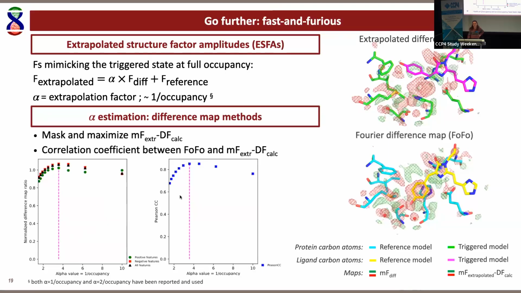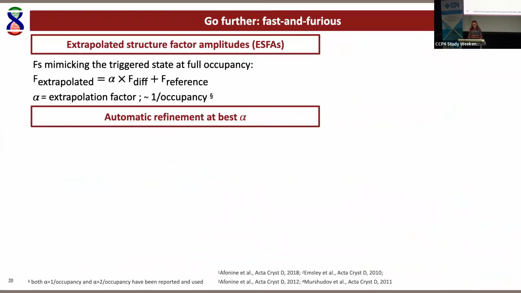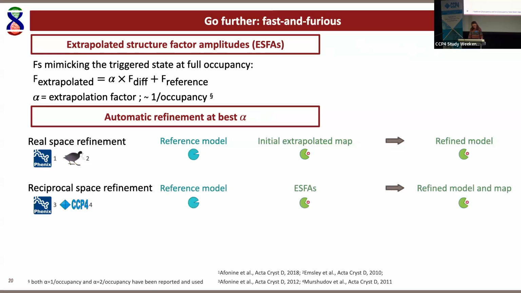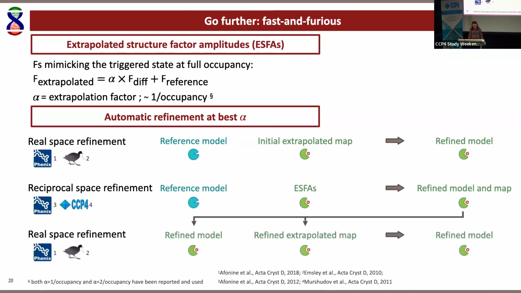So now that we have found our best alpha value, we know what would be our best set of extrapolated structure factor amplitudes, and we can do some refinement. So there is a bit of automatic refinement done within Xtrapolate. We first do some real space refinement using the reference model in our initial extrapolated map. We'll also do some reciprocal space refinement using our reference model in our extrapolated structure factor amplitudes, of which we can then use the results again in some real space refinement. And with this, our first fast and furious run is finished, and it means it's back to the user.